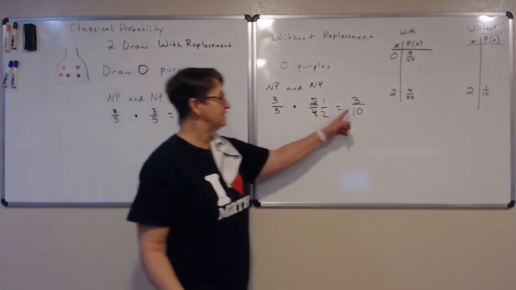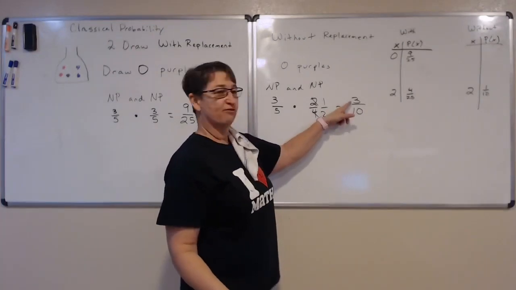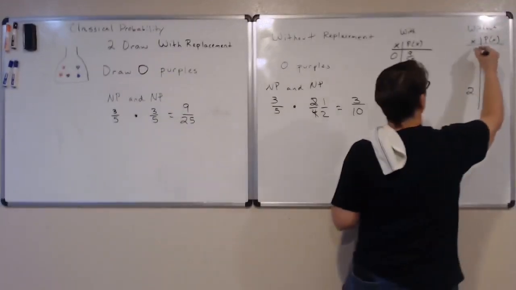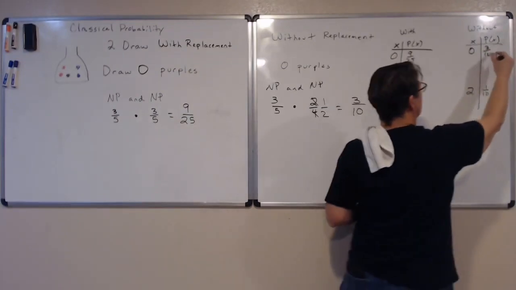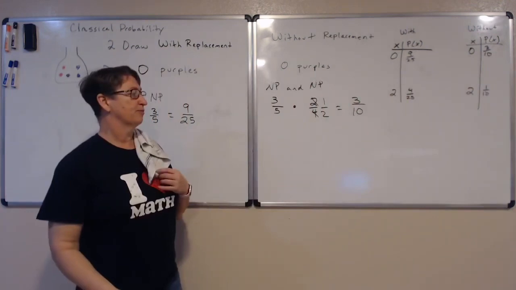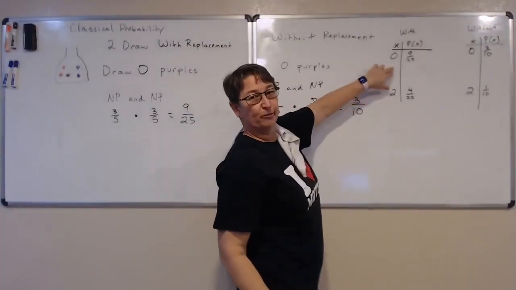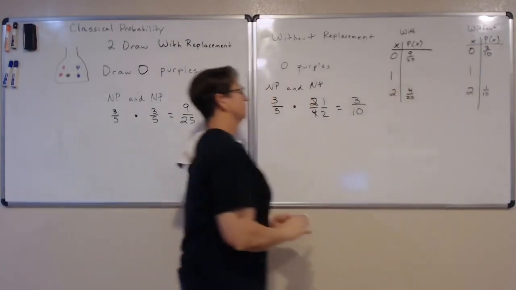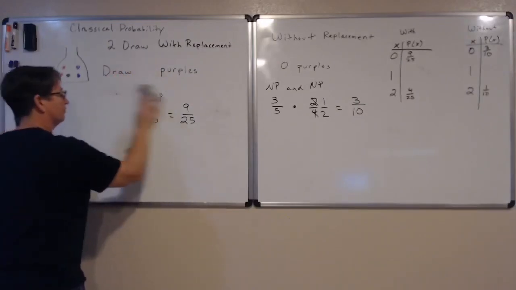So again, out of 10 different experiments here, 3 of them I would expect to get 0 purples, or not get a purple. So 0 is 3/10. That's the probability that I get 0 purples. Now we did 0 purples, we did 2 purples, but we could also get 1 purple. So let's do that next. So let's get 1 purple.